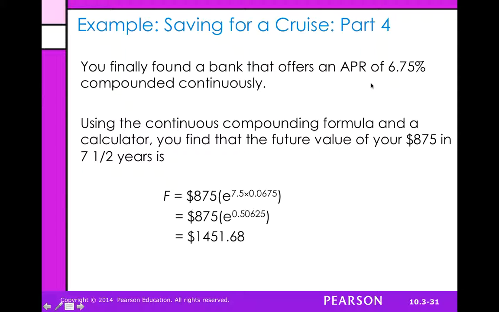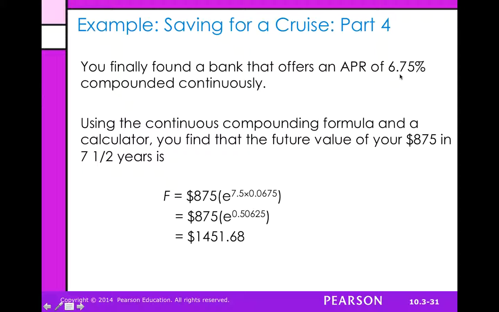So you find a bank that offers an APR of 6.75%, and they compound it all the time. Using the previous formula, we get this future value. So we do 875 times the number E raised to the exponent 7.5 times 0.0675, and we end up with this number in the end here, 1451.68. So if you invest $875, this number here is the best you can hope for at an APR of 6.75%.